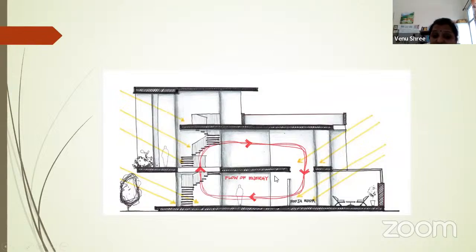It also has been thought about the flow of energy. This concept itself shows that. So the puja room is directly having this morning sun. Similarly, in the double height areas, the morning sun is coming so that the level of energy has been increased.